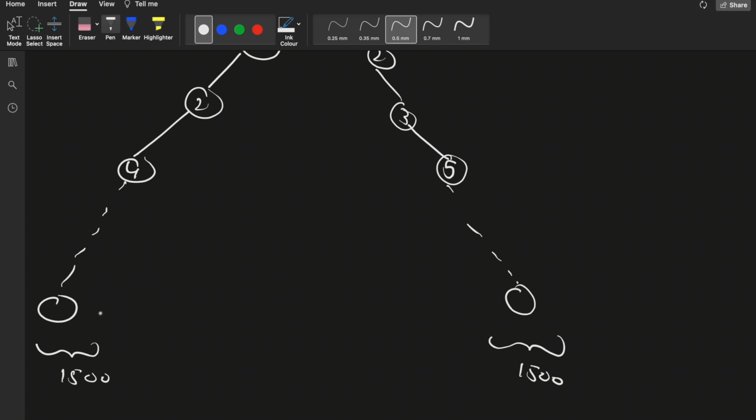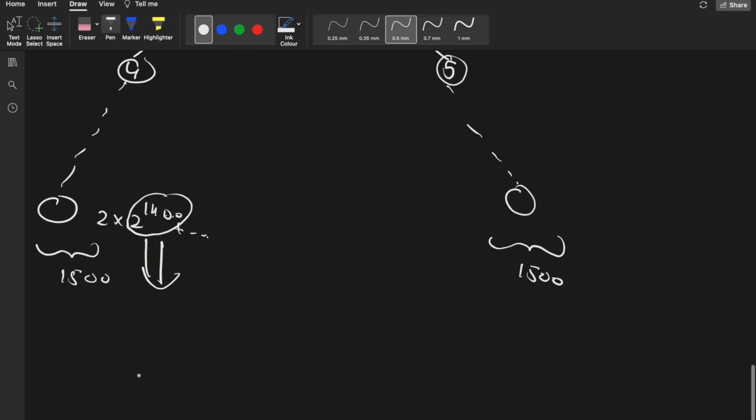Now if you apply the numbering, this can be very large, like 2 into 2 to the power 1400 something plus something, let me take 1400 only. So this is very large. This can't be stored in the integer or even long. This value can't be stored, right?